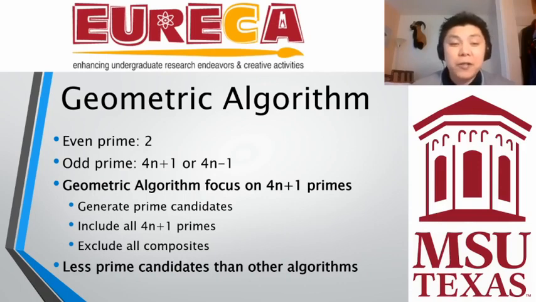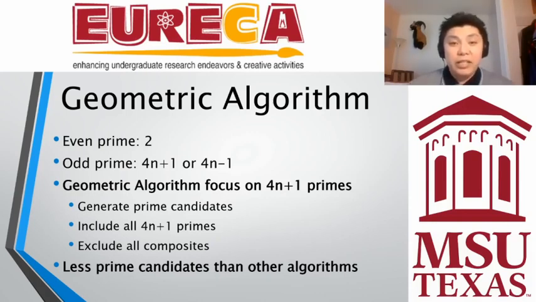The geometric algorithm will only focus on the 4n+1 primes, which can generate all the prime candidates, which includes all the 4n+1 primes, and after I include them, I'll exclude all the composites. The benefit of using the geometric algorithm is that I'll have fewer prime candidates than other algorithms.